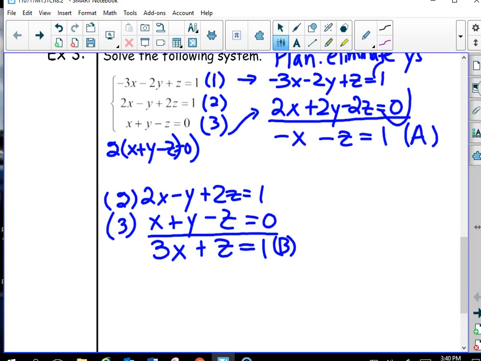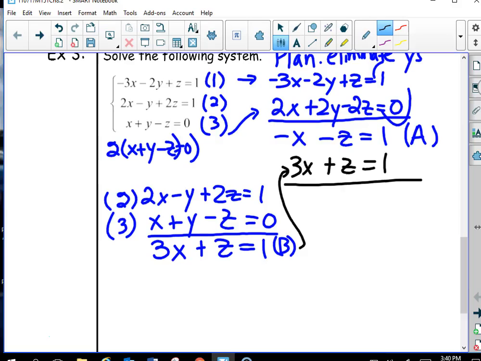Now, when I look at equation A and equation B, if I stack them on top of each other right now, I'll eliminate the z's, and I'm almost done with solving. So 3x plus z equals 1. Now, if it didn't eliminate, I'd probably have to do some multiplication, but this worked out really pretty nice. So negative x plus 3x is 2x. Z's go away, and I'm left with 2. So it looks like x equals 2.